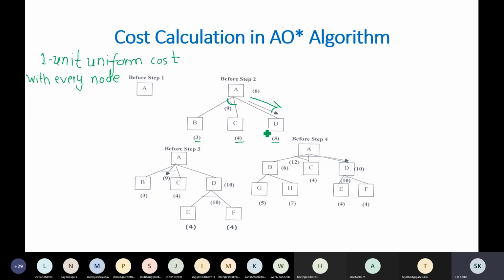If you apply successors on this D, suppose there are two possibilities. So we come to this now, which has generated E and F with cost 4 each. Okay. So what will be the total cost associated with this D? Now the D cost was 5 earlier. What will be the new cost? First find out the cost associated with this E and F. This is an N type of arc.